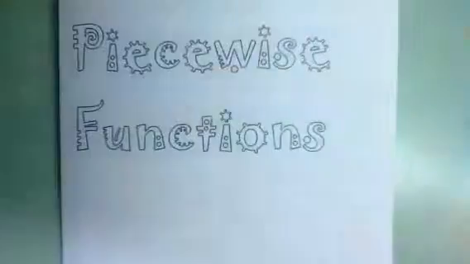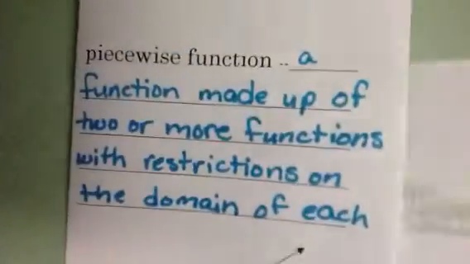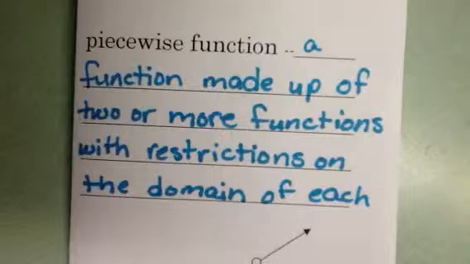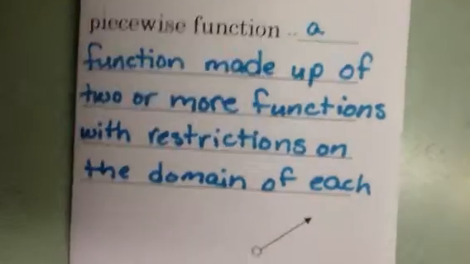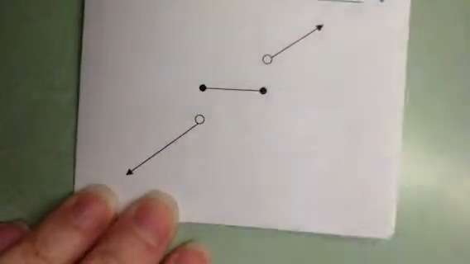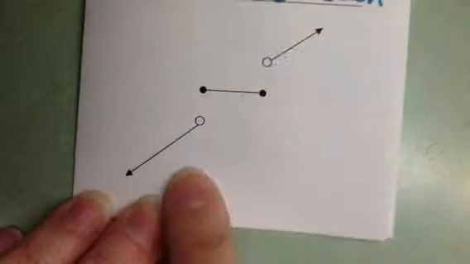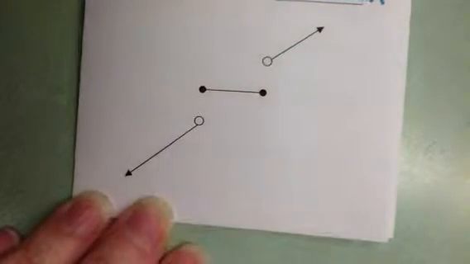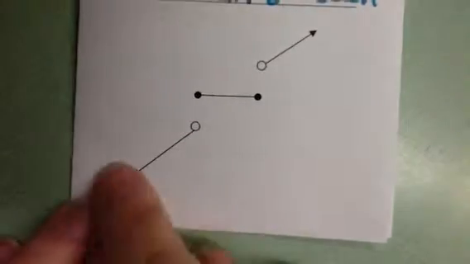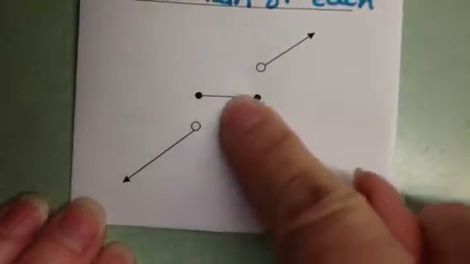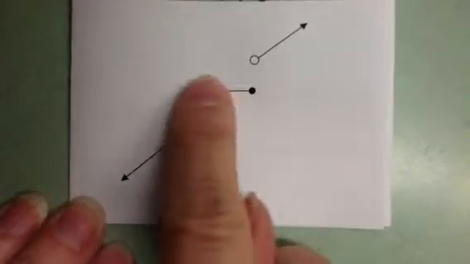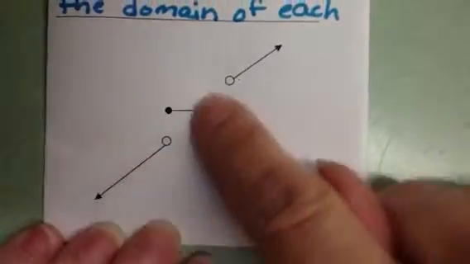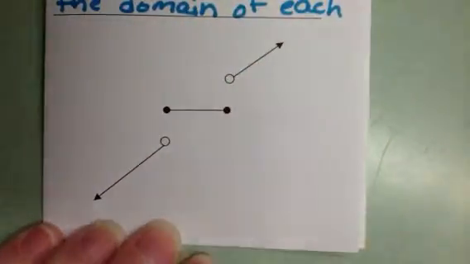But a piecewise function. A piecewise function is a function made up of two or more functions with restrictions on the domain of each. And so you may want to pause and write all that down. But you end up with little pieces. This example is separated, but a lot of times you'll see in a minute when we do some examples, they'll be connected together. But if you can imagine, this is a line, and what we're doing is we're keeping this little part of it. And then this is a line, but we're only keeping this little part of it. And then this is a line, but we're just keeping this little part. So that makes a piecewise function.